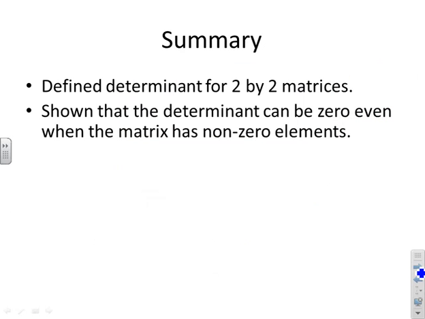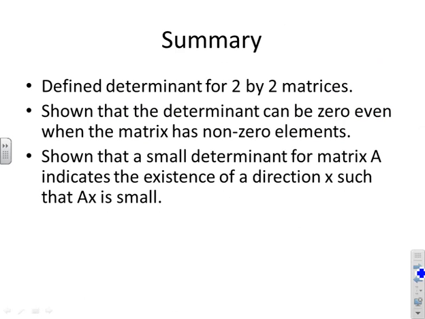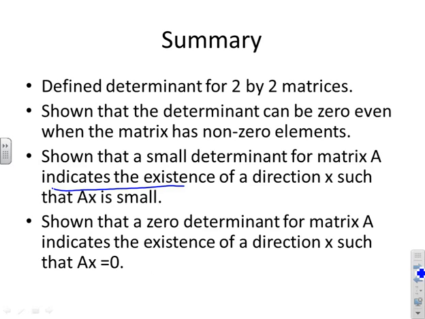So in summary, we've defined the determinant for 2 by 2 matrices and shown that the determinant can be 0 even when the matrix has non-zero elements. We've shown that a small determinant indicates the existence of a direction x, so that when you do matrix A times x, you get a small vector, and that's quite insightful and will be useful in the longer term. And we've shown that a zero determinant indicates the existence of a direction x such that A times x equals 0.